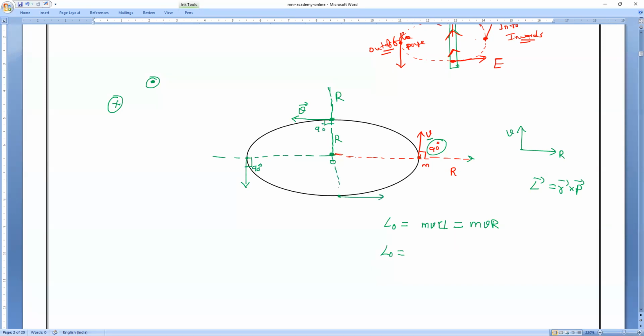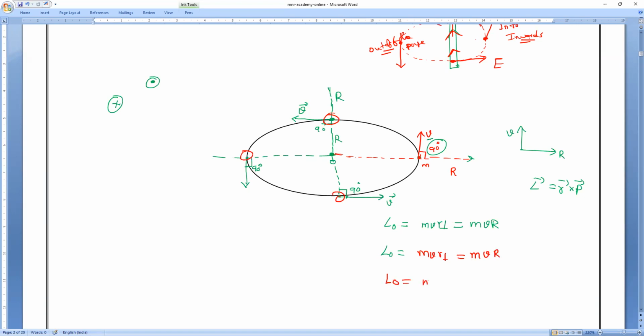Am I right or wrong, everybody? So any point you can check it. So always you can see the angular momentum. What is the angular momentum direction, everybody? At any point you can calculate. All of you observe: angular momentum at this point, at this point, at this point. Every point it will act.